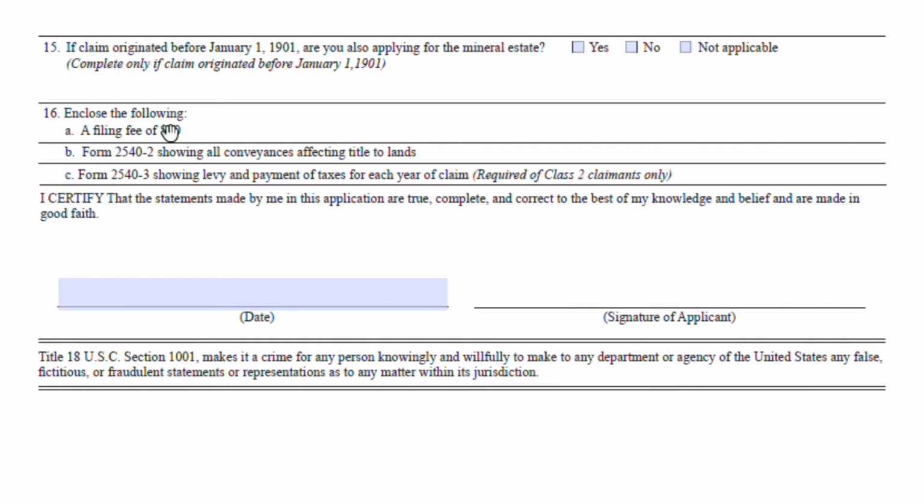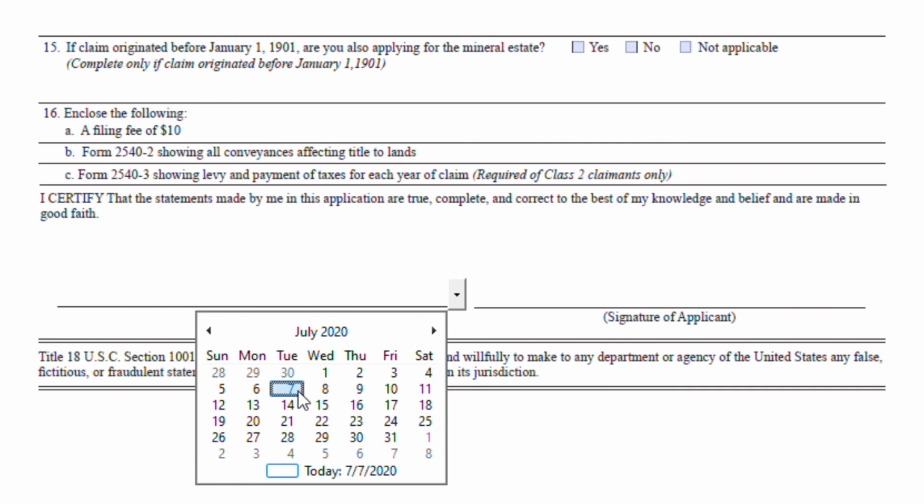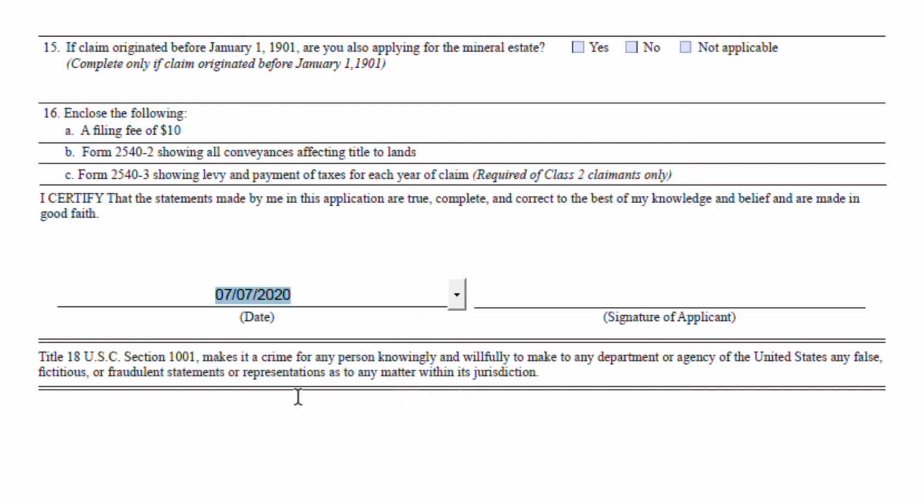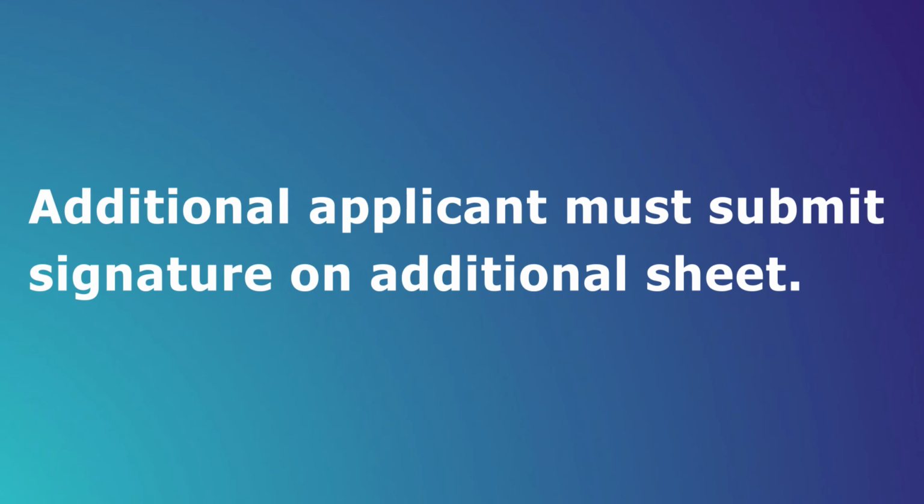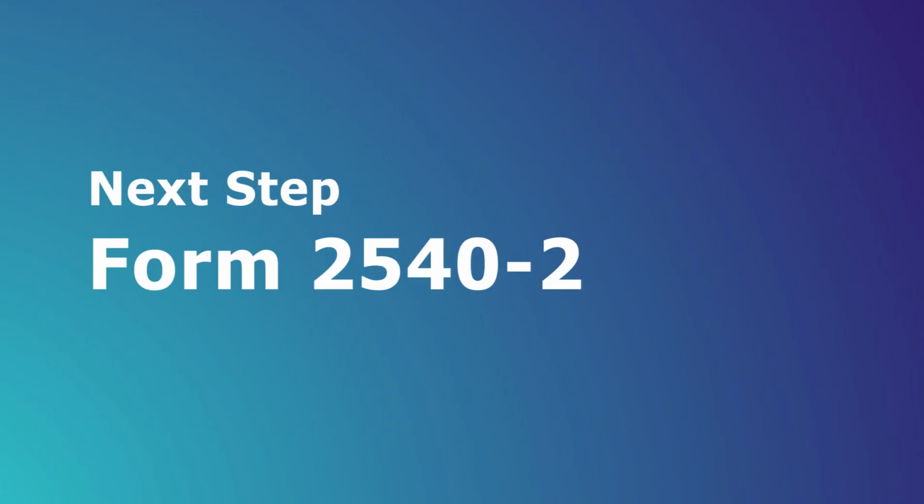A signature is required for each applicant to finish the form. This can be done as follows: by filling out the date, printing the form out, and signing, or by printing out the form, dating, and signing, or when using a hard copy of the form, by dating and signing. An applicant who is listed on an additional sheet must sign their information on the additional sheet. Next is Form 2540-2.